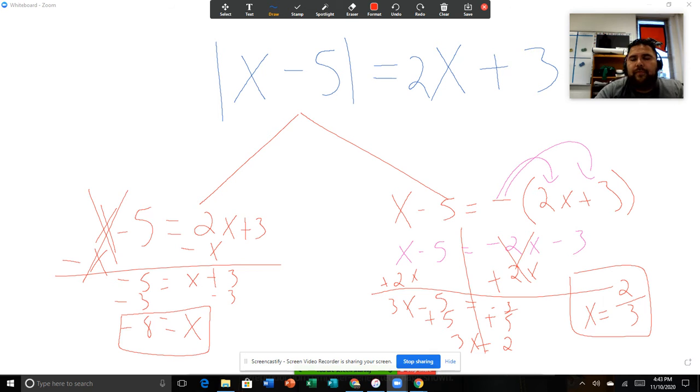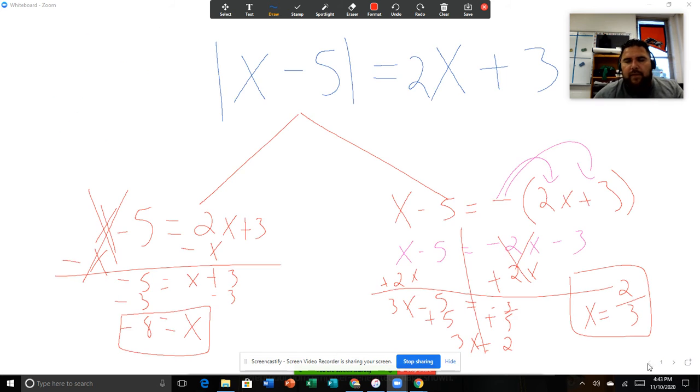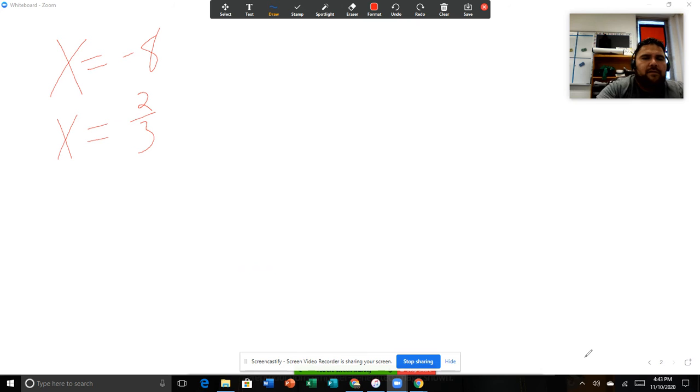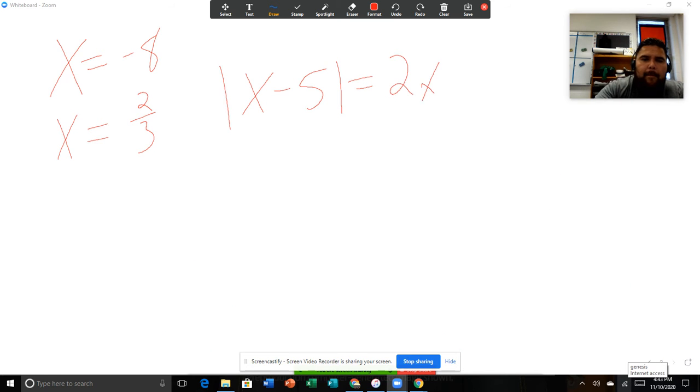So those are the situations. Let's go ahead and bring this over to the next page. x equals negative 8, x equals 2/3. Those are my two solutions. And then we have this equation, the absolute value of x minus 5 is equal to 2x plus 3.